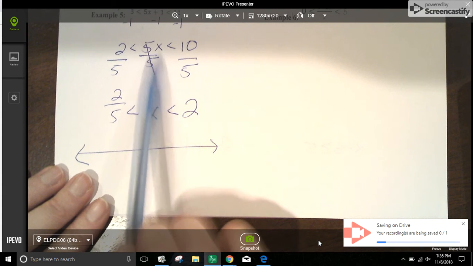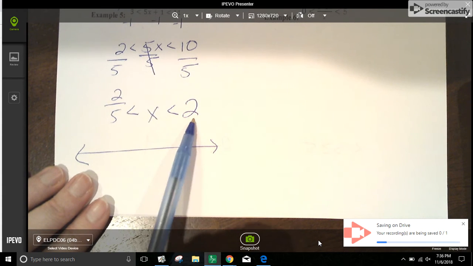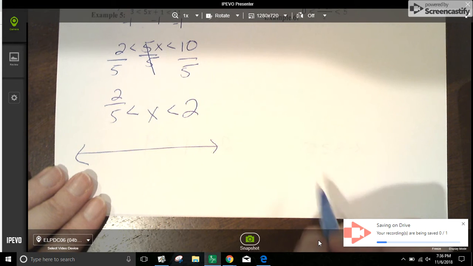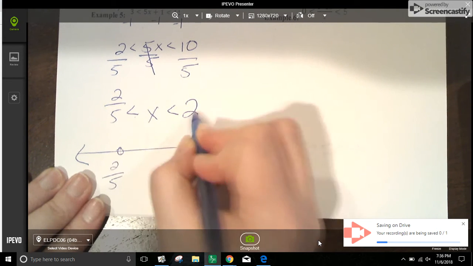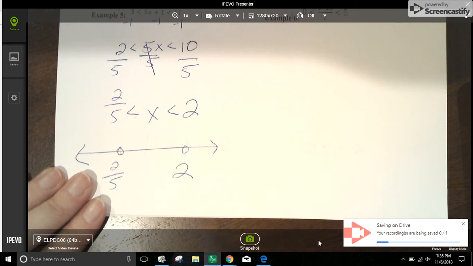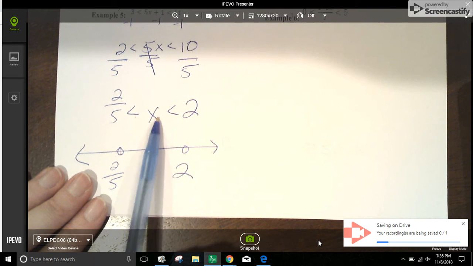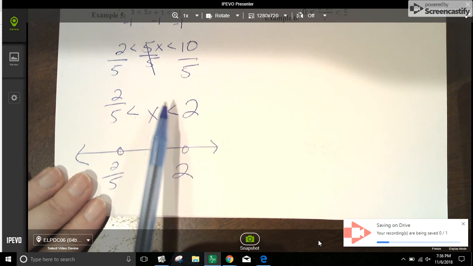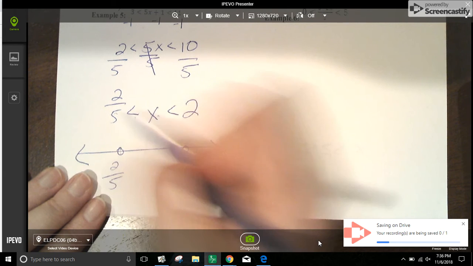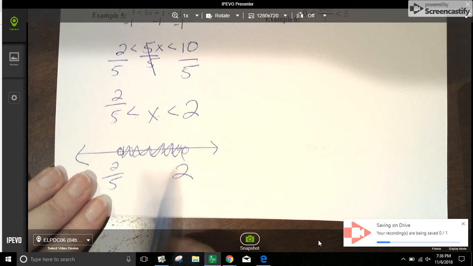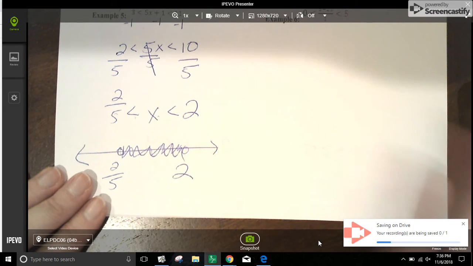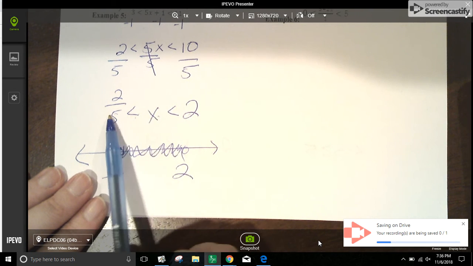So whatever you do to get x alone in the middle, you do to all three sides. So I have an open circle at 2/5, an open circle at 2, and when it's sandwiched in the middle here, you always shade in the middle. So x is less than 2 and x is greater than 2/5. It's kind of like if x is sandwiched, it's in the middle. So it's less than this and greater than that.